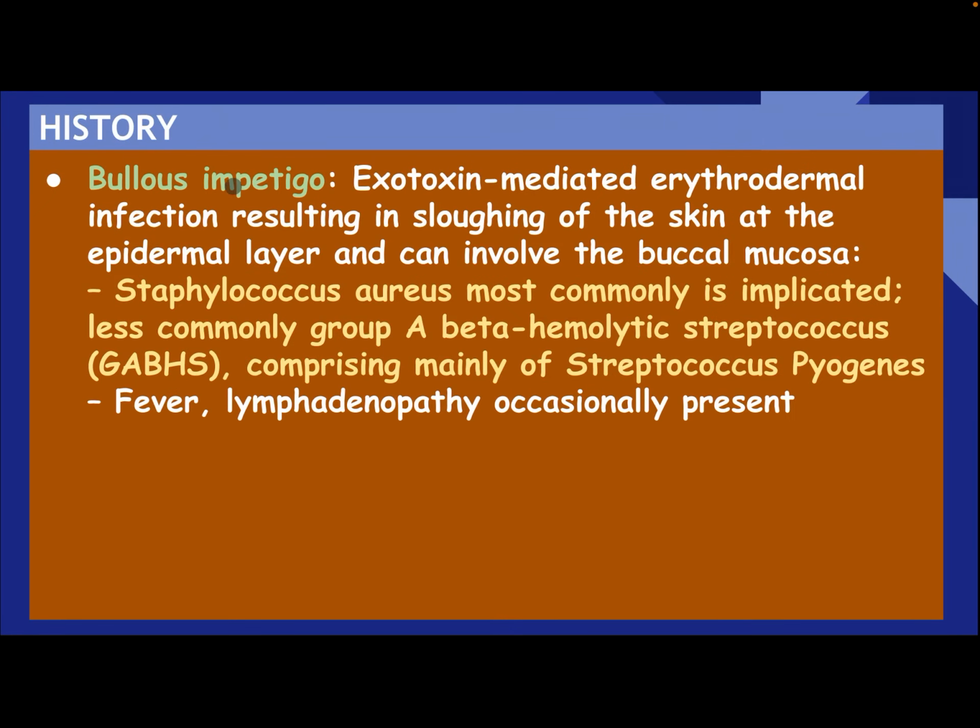History. Bullous impetigo is an exotoxin-mediated infection resulting in sloughing of the skin at the epidermal layer and can involve the buccal mucosa. Staphylococcus aureus is most commonly implicated, less commonly group A beta-hemolytic streptococcus, mainly Streptococcus pyogenes. Fever and lymphadenopathy are occasionally present.